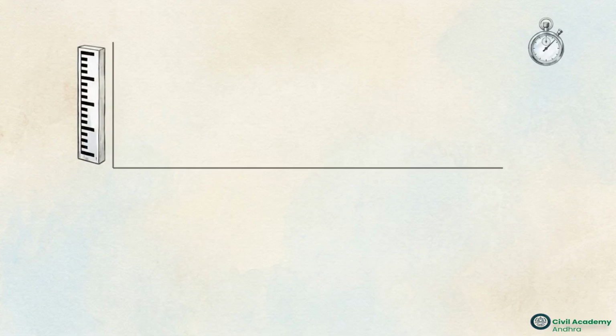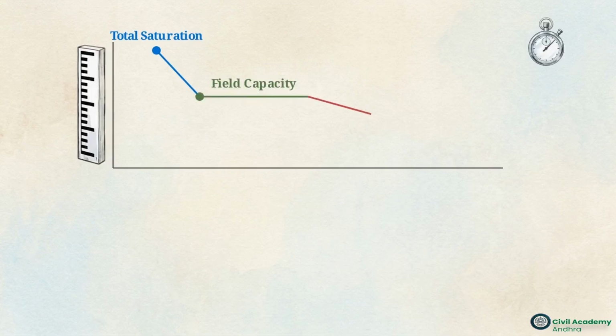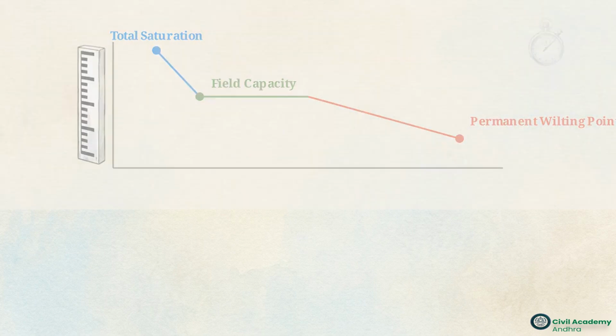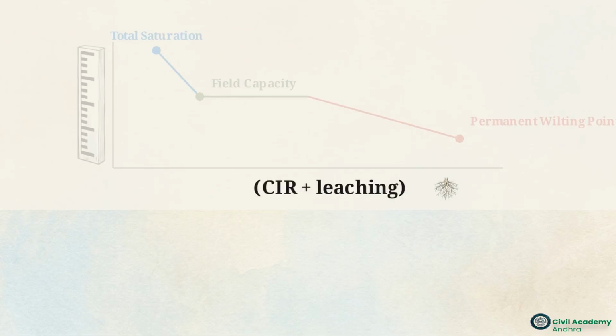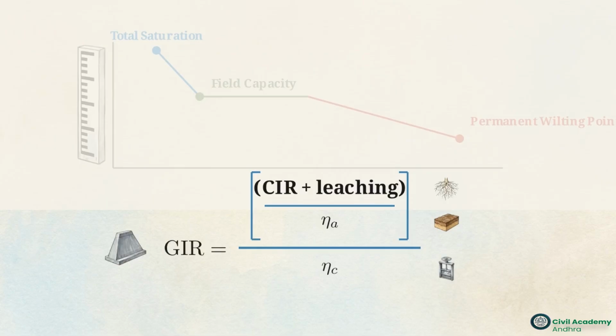Moisture in the soil exists on a strict timeline. It drains rapidly from total saturation, stabilizes at field capacity, and eventually dries out to the lethal permanent wilting point. And to hit that target field capacity without overfilling the system, we use this master chain equation. We build up from the plant's consumptive use, add leaching needs, and systematically divide by our system efficiencies to find our exact gross irrigation requirement.